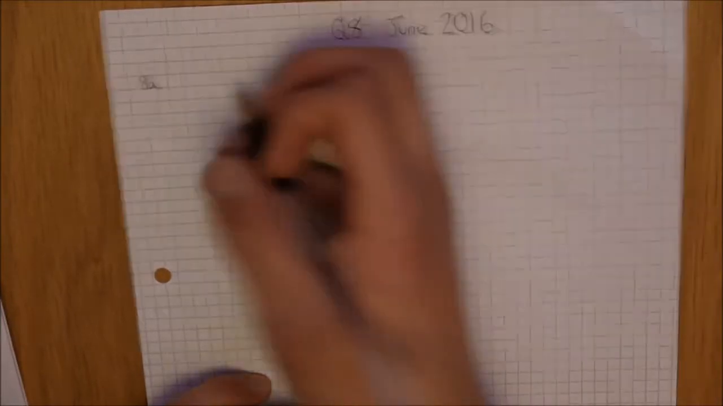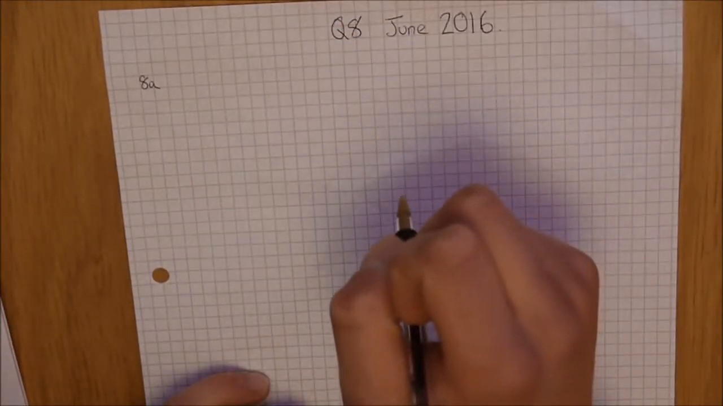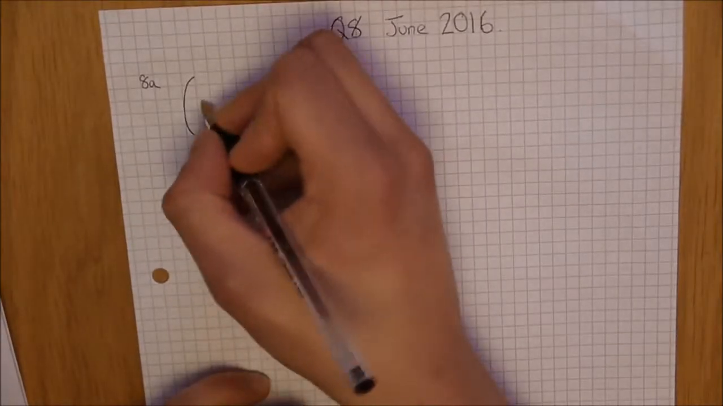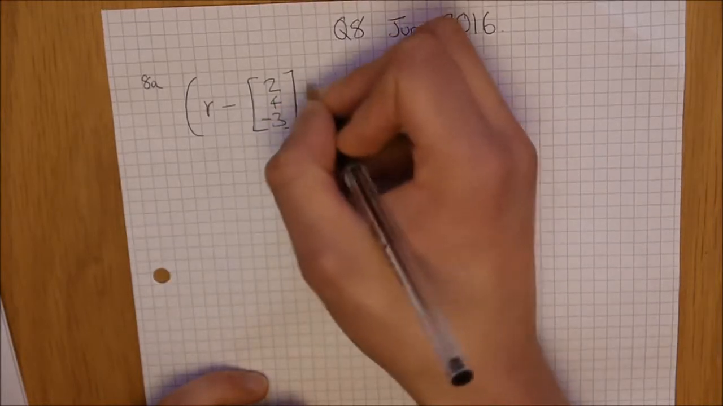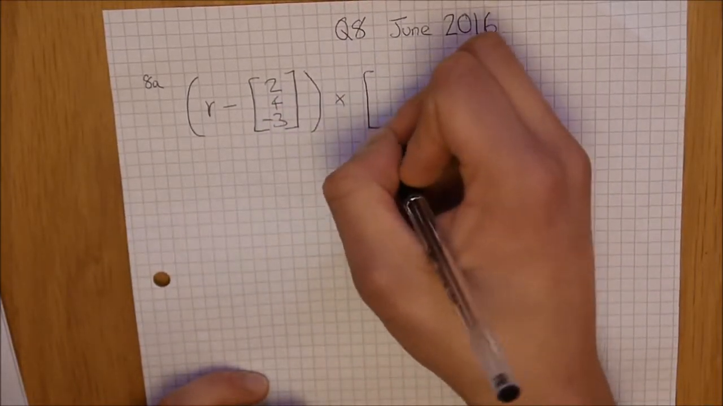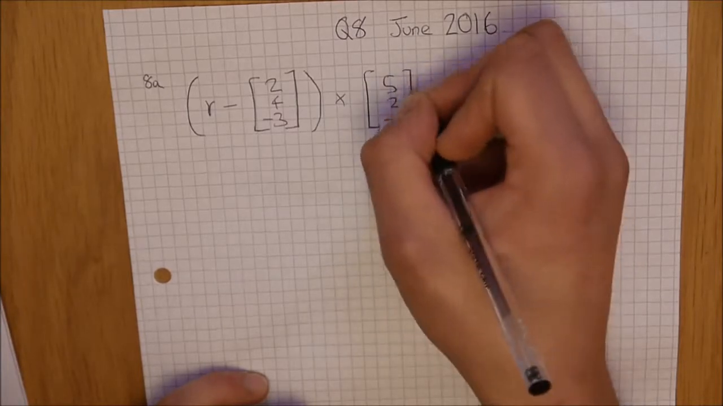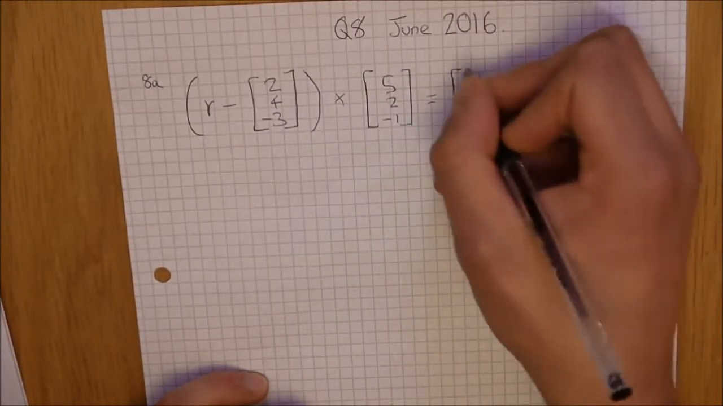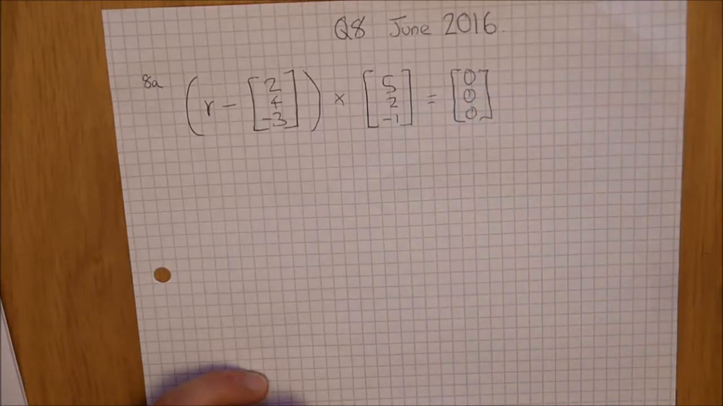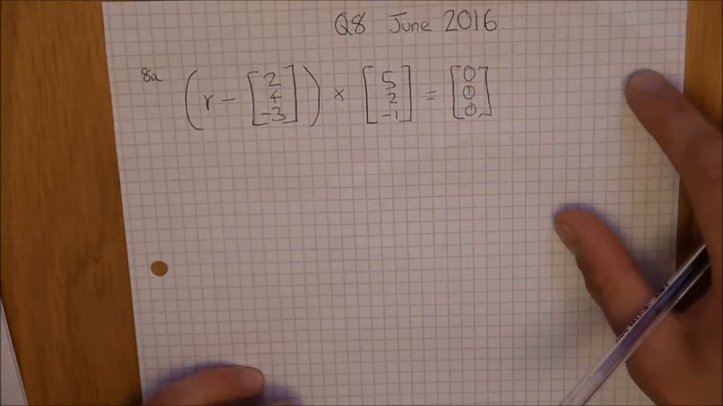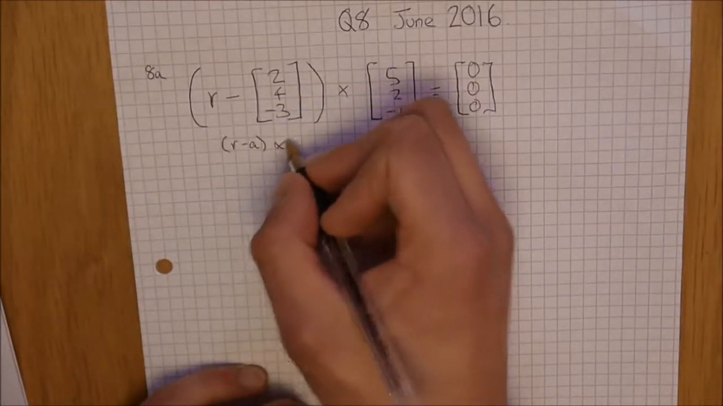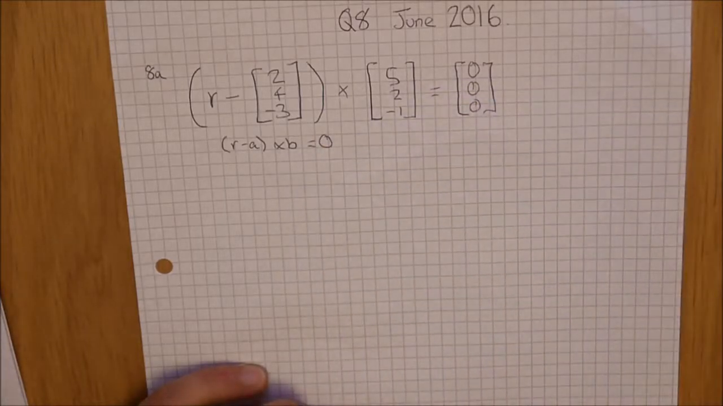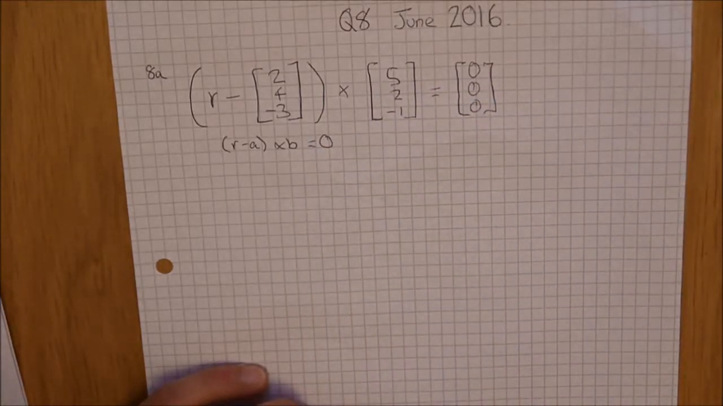Now, the first part says that the plane pi 1 is perpendicular to the line (r minus (2, 4, minus 3)) dot (5, 2, minus 1) equals (0, 0, 0). Hopefully that is perfectly legible. Some of you, the more observant, will have noticed that this is in the form (r minus a) dot b equals 0. Now this is going to be quite helpful for this question. Now that we've got the equation of the plane, we can work out the rest of the question.